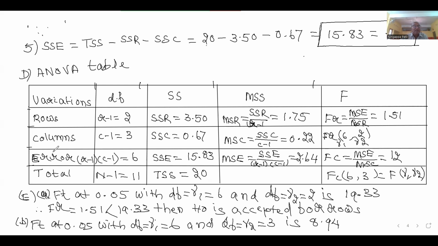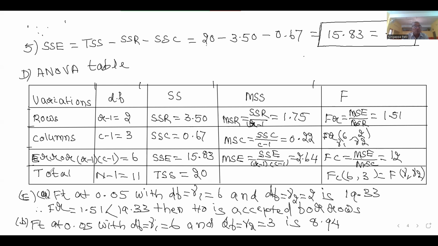And next, error. Error, its degrees of freedom is R minus 1 times C minus 1. This is R minus 1, 2, and C minus 1, 3. 2 into 3, 6 it is. Then look here, SSE, we have already calculated, 15.83, you write. Then MSE is SSE divided by R minus 1 times C minus 1. Look here, 15.83 divided by 6, and you are getting 2.64.